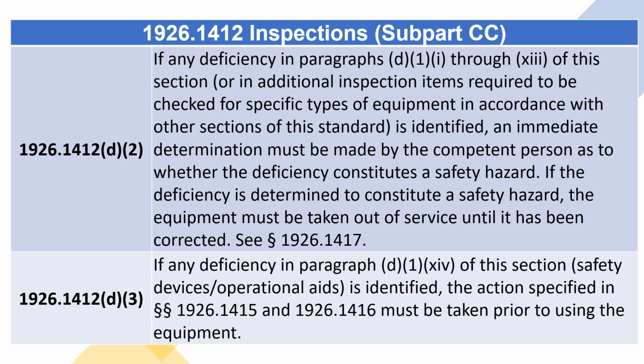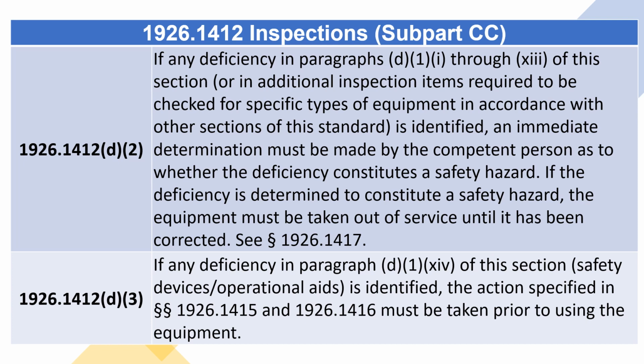1926.1412(d)(2). If any deficiency in paragraphs (d)(1)(i) through (xiii) of this section, or in additional inspection items required to be checked for specific types of equipment in accordance with other sections of this standard, is identified, an immediate determination must be made by the competent person as to whether the deficiency constitutes a safety hazard. If the deficiency is determined to constitute a safety hazard, the equipment must be taken out of service until it has been corrected. See Section 1926.1417.